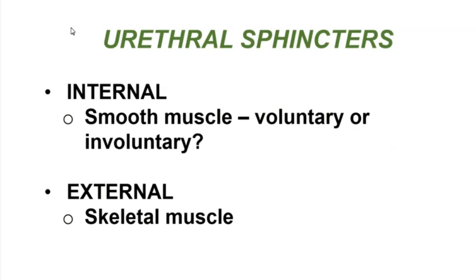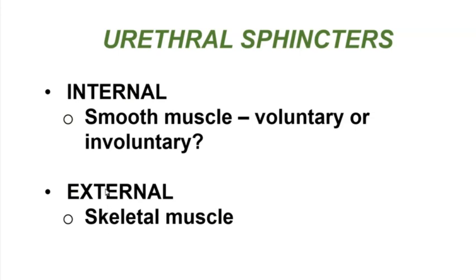We have 2 urethral sphincters that control the flow of urine out of the urethra. We have the internal urethral sphincter, which is essentially a ring of smooth muscle. Recall that smooth muscle is involuntary, so our nervous system will control this automatically. So we don't have conscious control over this internal urethral sphincter.